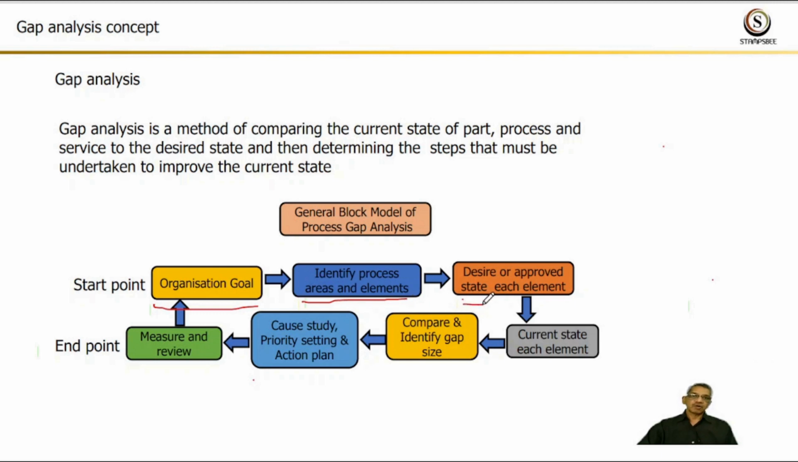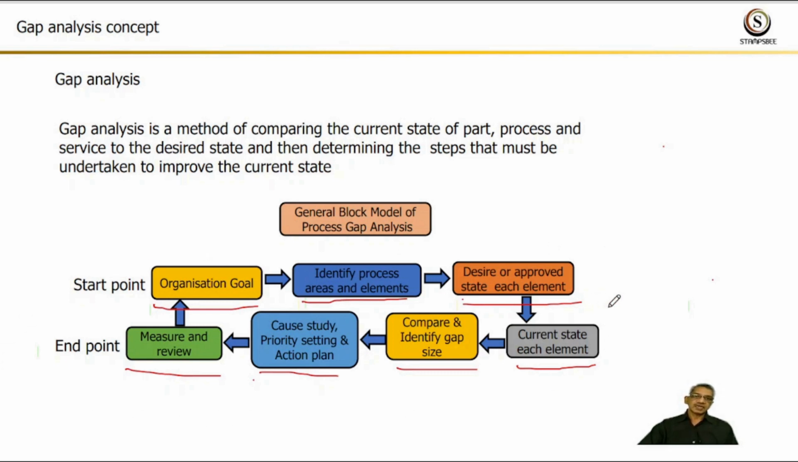In third block, desired or approved state of each element is recorded. In fourth block, the current state of each element is recorded. In fifth block, the comparison study of desired state and current state is recorded and gap size is identified. Sixth block is for cost study, priority setting and action planning. Last block is for analysis, effectiveness measurement and review. This is the end point. If the achieved state of the process is not up to the desired state, in that case the whole cycle is repeated once again.